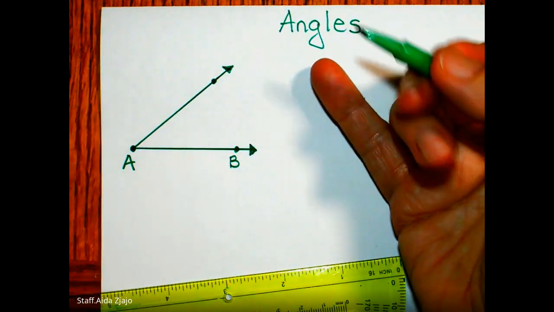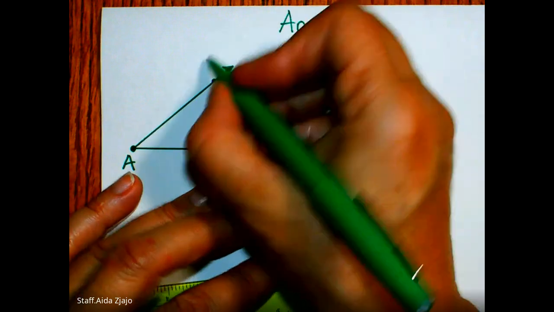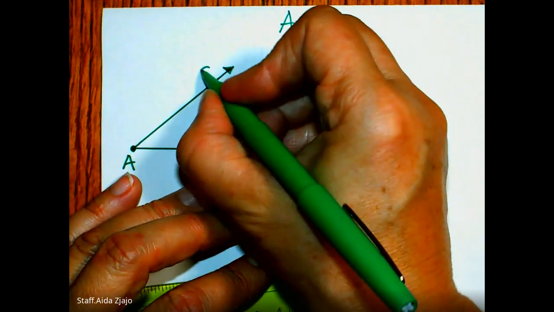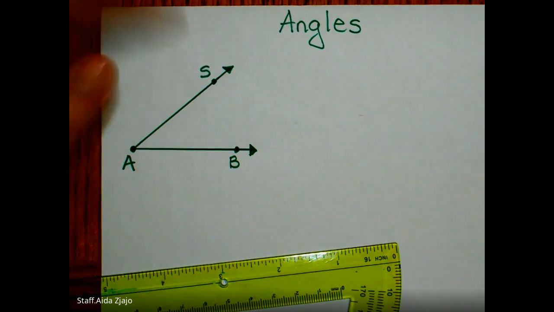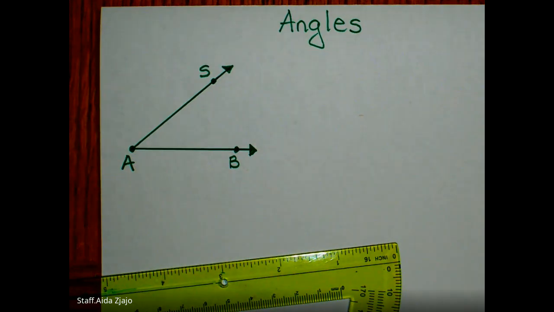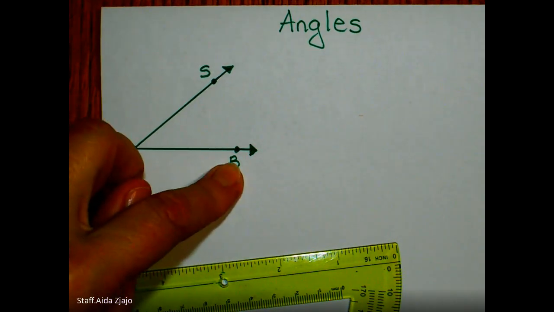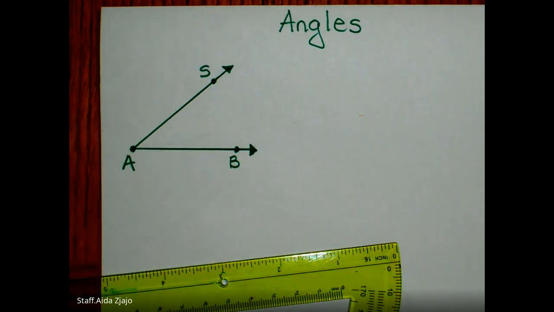Let's label it S. I don't really care what kind of letters you use for the names. So SAB is our angle, and our angle is 40 degrees.